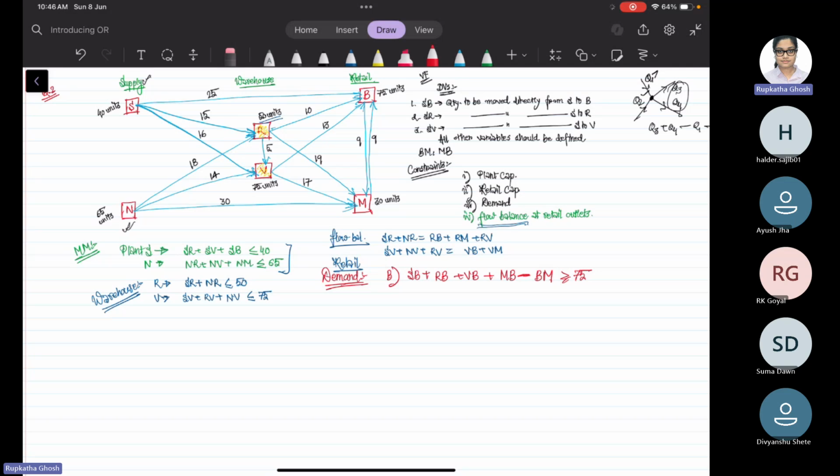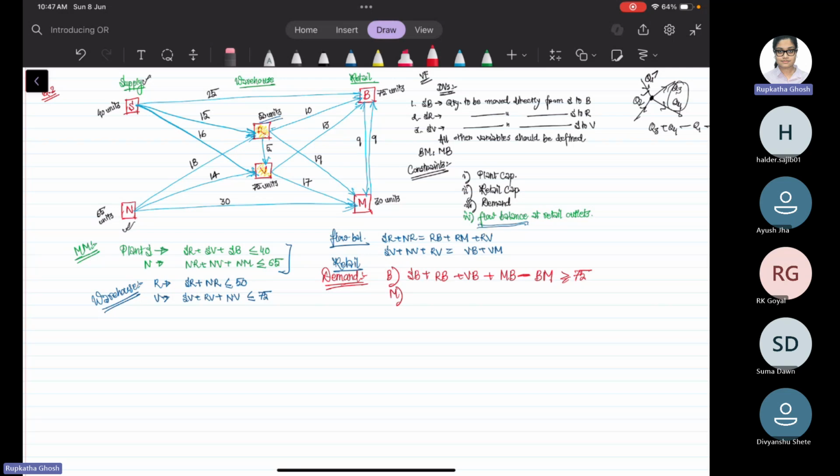Since this is the final demand constraint, that is why you have to take care of that. Here, there is nothing called balancing. Here, you cannot write BM is equal to MB because you don't know. Since this is like the final destination point, here you have to take care of it. Same thing for your M as well.